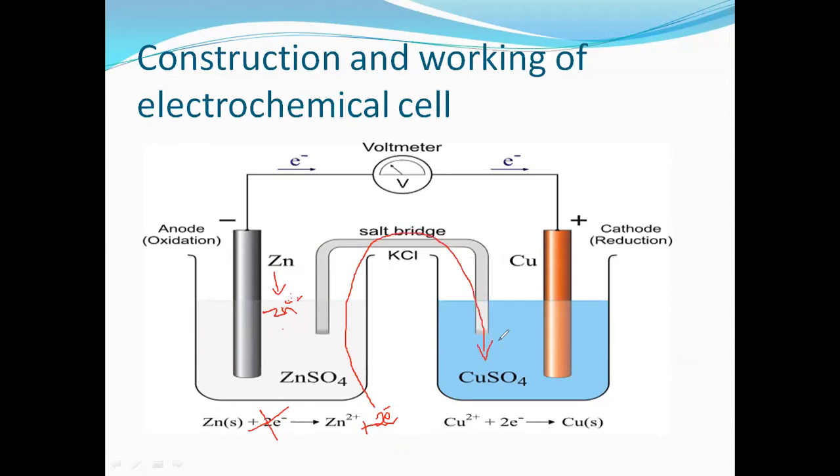Now we will see this. What is the difference between zinc sulfate and copper sulfate? Zinc sulfate is the electron donor and copper sulfate is the electron acceptor. Loss of electrons is always an oxidation reaction and gain of electrons is always a reduction reaction. When zinc gives rise to Zn2+ plus 2 electrons, that is the loss of electrons, which is oxidation, and these 2 electrons are gained by the copper, and Cu2+ gives rise to Cu.